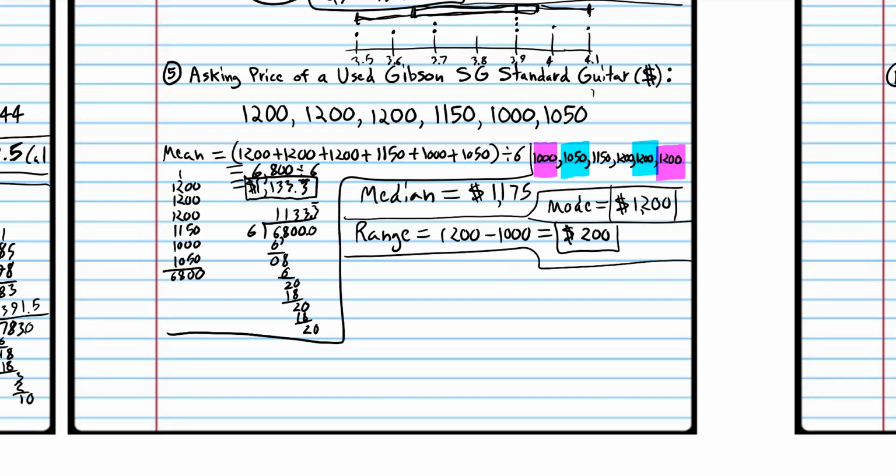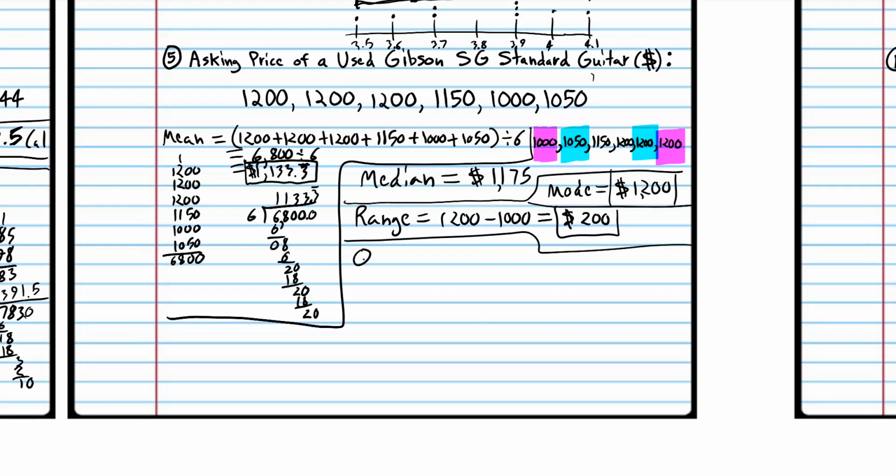Now let's find the interquartile range. We can't find the interquartile range unless we first find the quartiles. The first quartile is the median of the first half of the data. So we've got to look over here with our numbers ordered. We can't find the quartiles unless we order the numbers from least to greatest. This is the first half of the data.